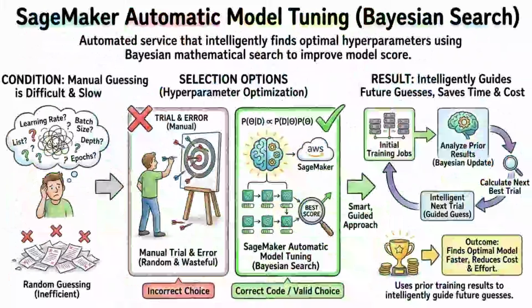Guessing the perfect hyperparameters by yourself is nearly impossible, which is why you must use Amazon SageMaker automatic model tuning, also known as hyperparameter optimization. Instead of manually running dozens of training jobs with different random settings, this automated service uses a brilliant mathematical approach called Bayesian search. It intelligently runs a few initial training jobs, analyzes the final results, and mathematically calculates exactly which hyperparameters to try next to improve the score.